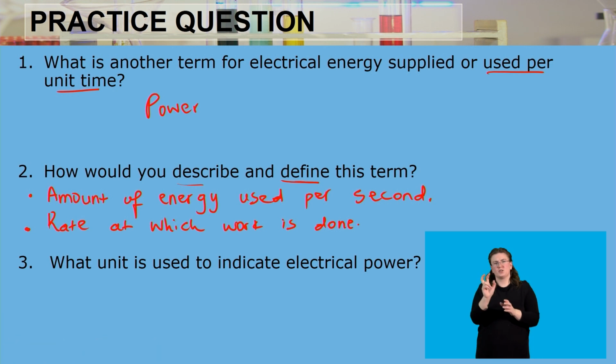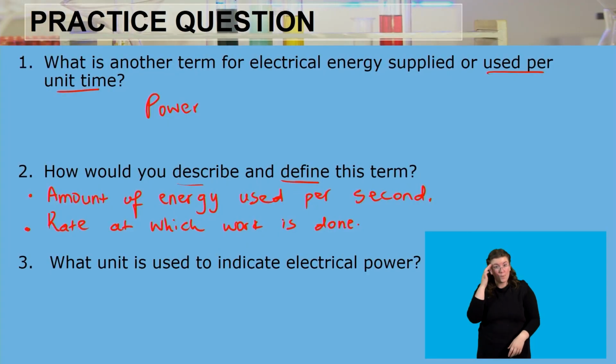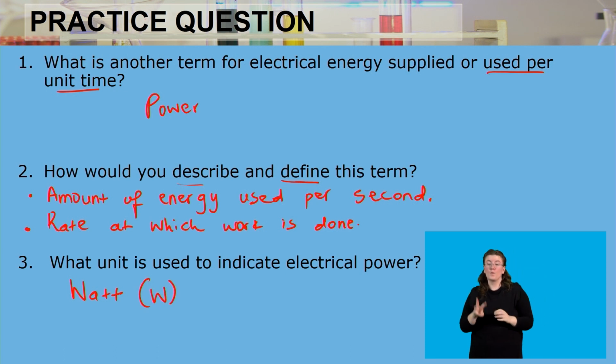Then question 3 is asking us what unit is used to indicate electrical power. So this power that you're talking about, what unit is used to indicate the electrical power? We know that power is measured in watts. So the unit that is used to indicate electrical power is the watt, denoted by the capital letter W.